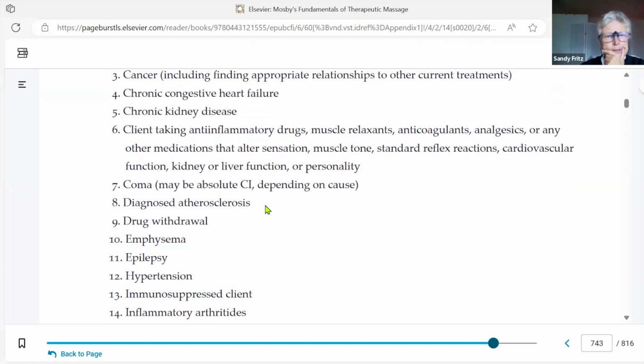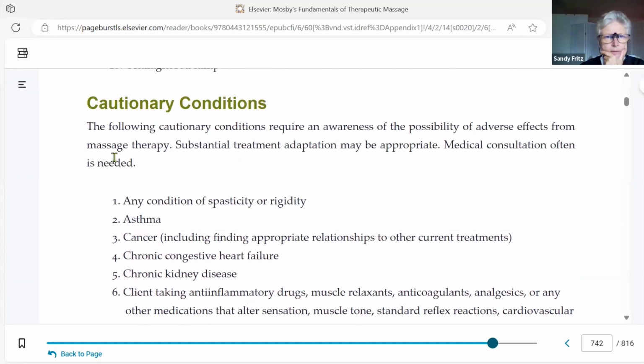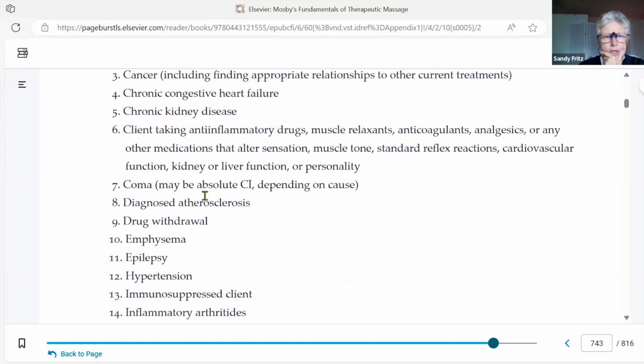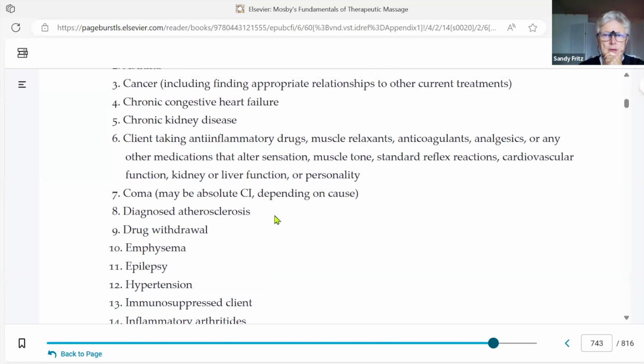Coma is an interesting one in this cautionary condition. There is some indication that somatic stimulation can be helpful for those that are in a coma, as well as maintaining a level of fluid movement and that sort of thing. But you'd have to consider that there's no feedback, that the person is unable to change their position for you, etc.